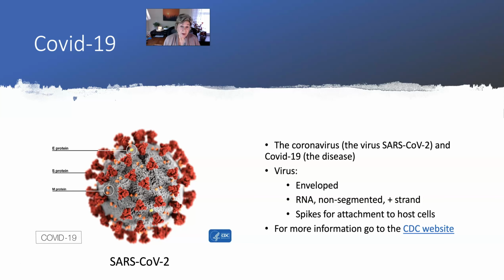It's an RNA virus, and the vaccine is actually based on the RNA. So we take a little part of that viral RNA that codes for one of the proteins. We put that in our muscle cells in the vaccine. Our cells start making that. Our immune system reacts, and then we have protection. The spikes that you can see on the outside of this virus are used for attachment to the host cells to help them get into our respiratory tract cells.